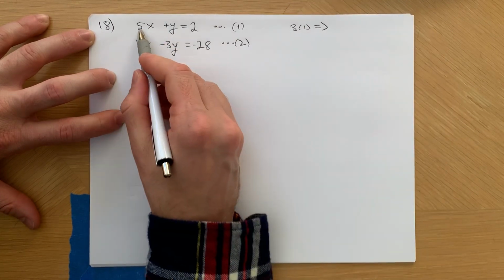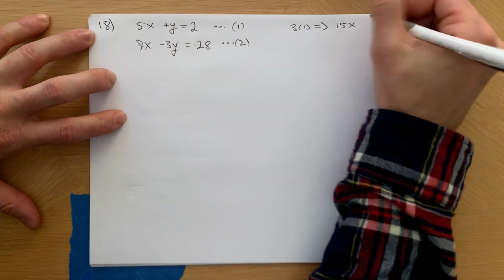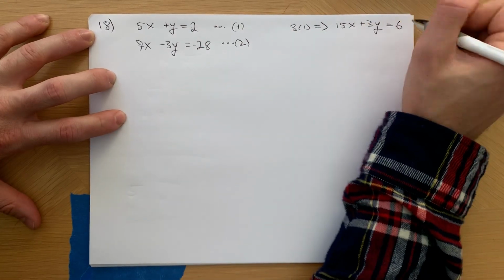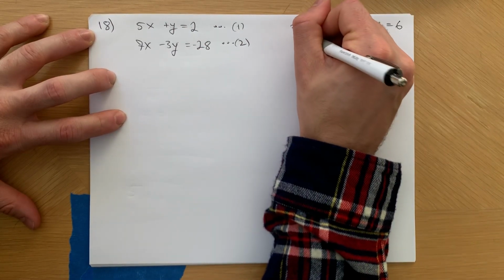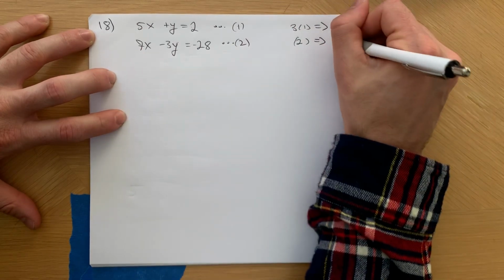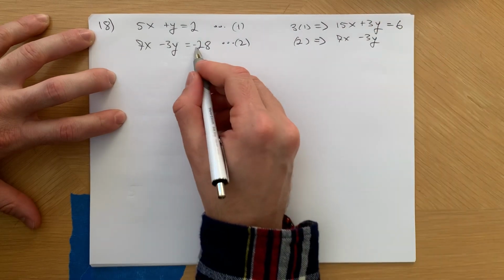And doing that, we're going to have 3 times 5, which is 15x, 3 times y, which is 3y, 3 times 2, which is 6. And now we're just going to take our equation 2 and rewrite it again. So 7x minus 3y equal to minus 28.